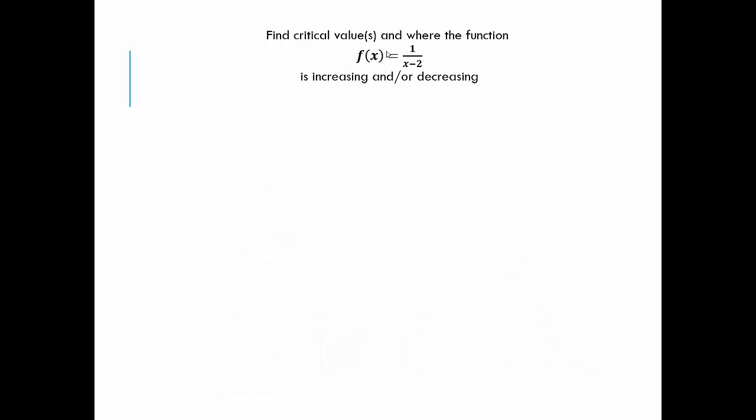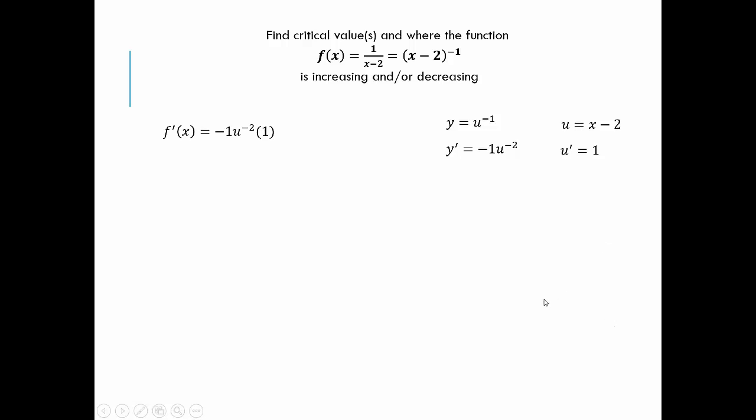Let's do the same thing. Find the critical values and where the function's increasing, decreasing for this function. I don't feel like doing the quotient rule, so I'm going to bring the x minus 2 up to the top and put it to the negative 1 power. So that way I can just simply use my chain rule. U to the negative 1. My u is what's inside. I take my derivative of y. I take my derivative of u. I multiply those two together because you've been practicing the chain rule, right? This is all chain rule stuff. And then I substitute back in my u.